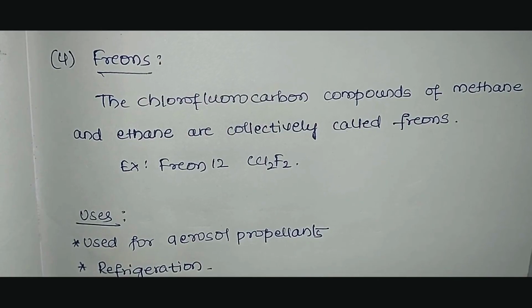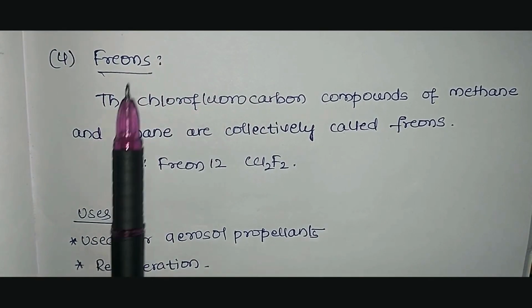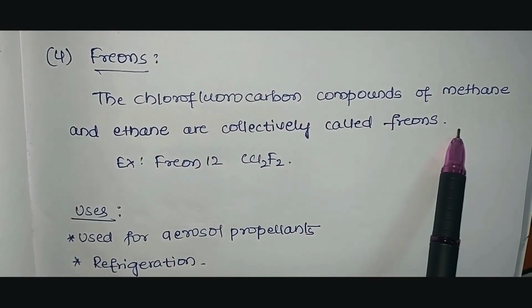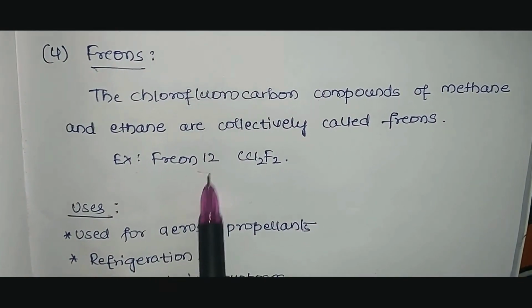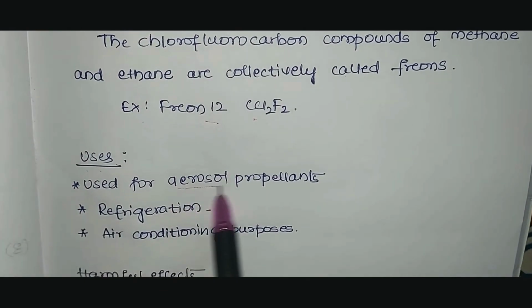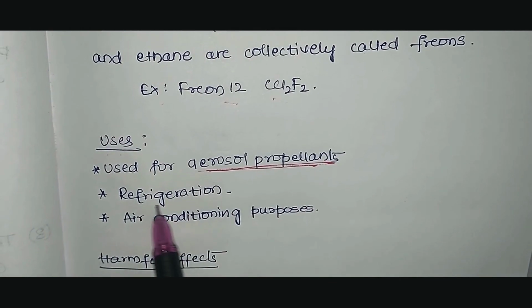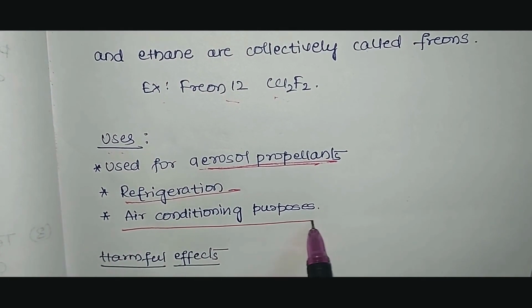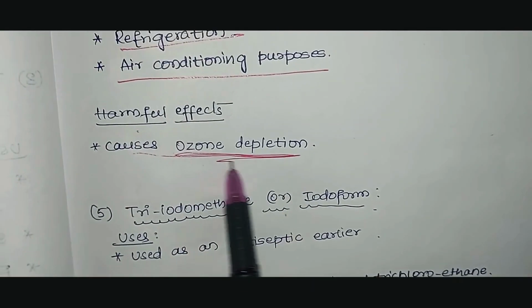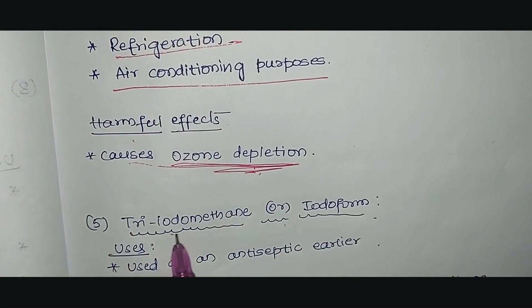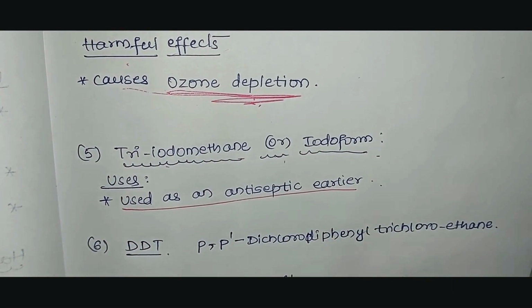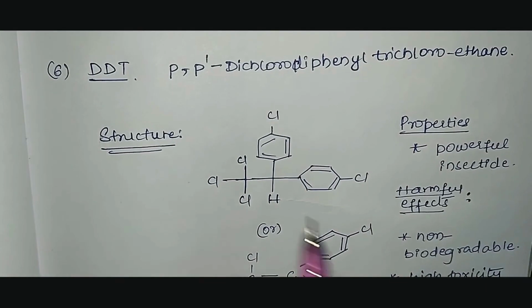Then the next is freons. So what are freons? It was usually asked for 1 mark. The chlorofluorocarbon compounds of methane and ethane are collectively called freons. Example, freon 12, CCl2F2. So what are its uses? It is used for aerosol propellants, refrigeration, and air conditioning purpose. What are its harmful effects? It causes ozone depletion. Then the next is triiodomethane or iodoform. It is used as an antiseptic. It was used as an antiseptic earlier, but due to its smell, it has been replaced by other compounds of iodine.